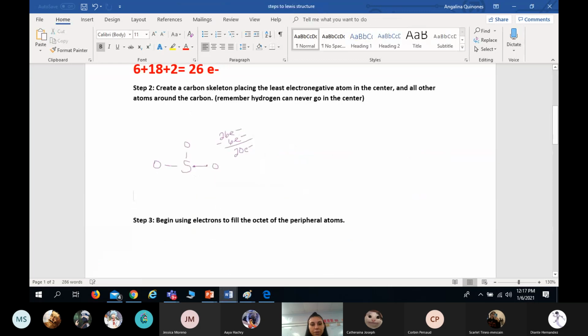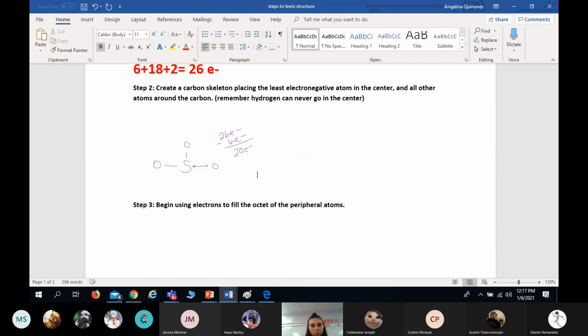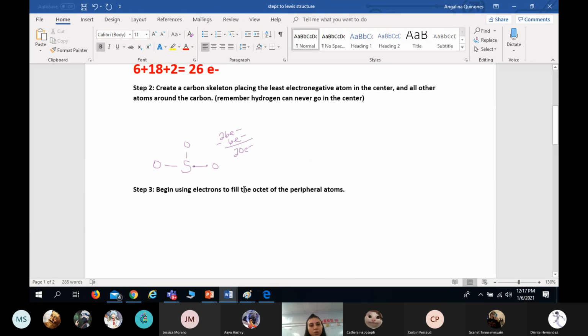All right, step three, it says to use the remaining electrons to fill the octet of the peripheral atoms. What does this mean, octet? What does that mean? They want eight, exactly. That's that rule that they want eight valence electrons. So I'm gonna put eight e minus. We know e minus stands for electrons. And what does the word peripheral mean?